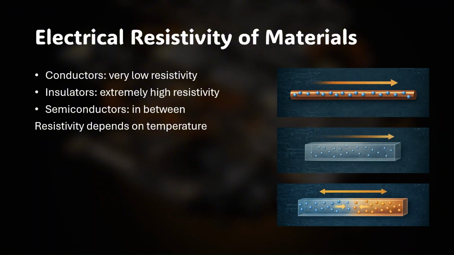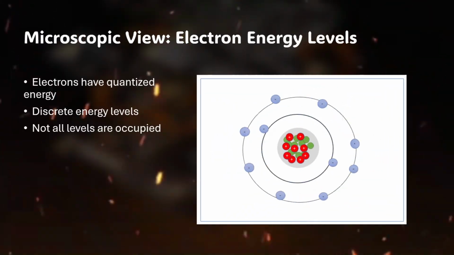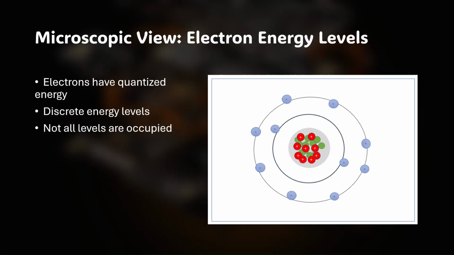Their resistivity can change dramatically with temperature, impurities, or applied voltage, which is exactly what makes them so useful in electronics. To really understand why materials behave differently, we need to zoom in to the atomic level. Electrons don't have arbitrary energy values. Instead, their energy is quantized, meaning electrons can only exist at specific energy levels.